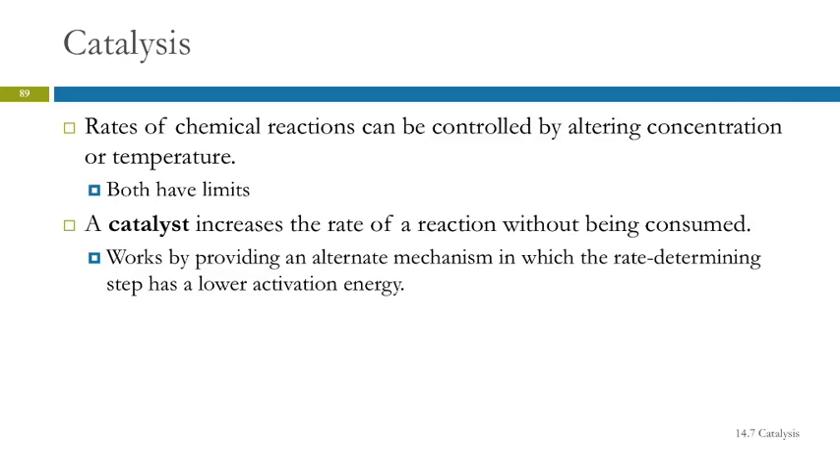So a catalyst is the other way to change the rate of the reaction. And what a catalyst does is it increases the rate of the reaction without being consumed. So it's not just that we're adding more of one of the reactants. The catalyst does not get used up. And how it works is it provides an alternate mechanism in which the rate determining step has a lower activation energy.